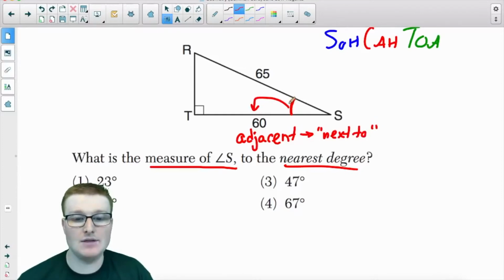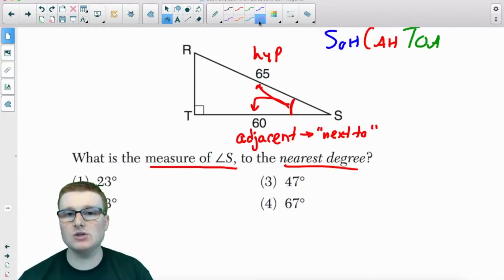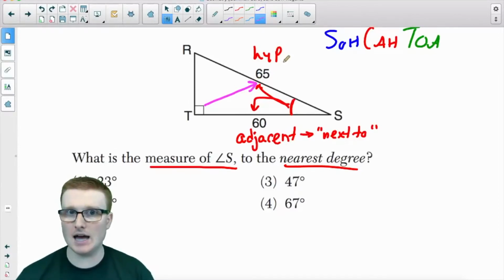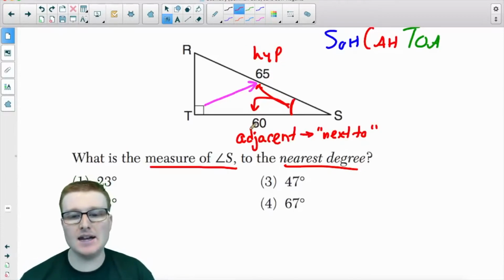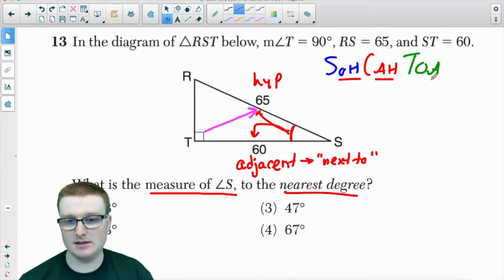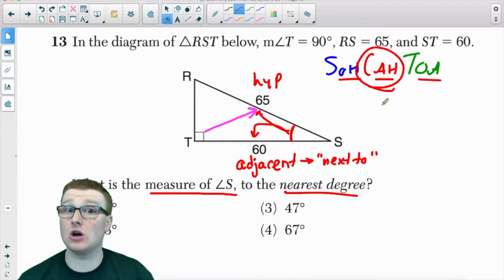Okay? And this 65 is your hypotenuse, because remember, the hypotenuse is always located across from your right angle because it is the longest side of that triangle. So if we're using an A and an H, we're looking at these little guys here. Are we using sine, cosine, or tangent? We're using the AH. We're using cosine.